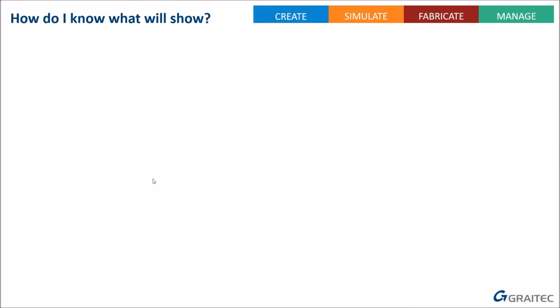So now we're going to look at how do we actually know what will show on our drawing. So if you're using cameras, well, even if you're not using cameras, you'll know that there are lots of styles in the system. So how do we know what will show within the style? How do we know what's the best style to use for the output we want?